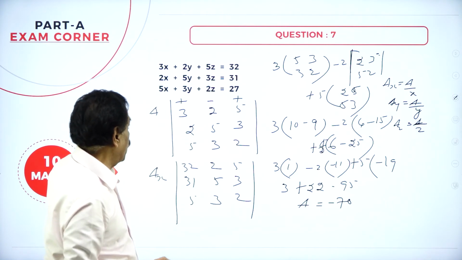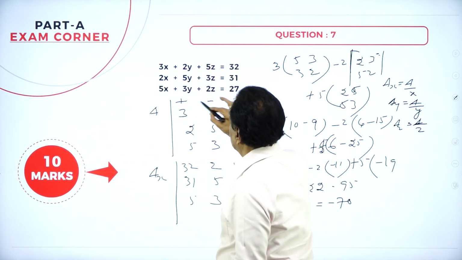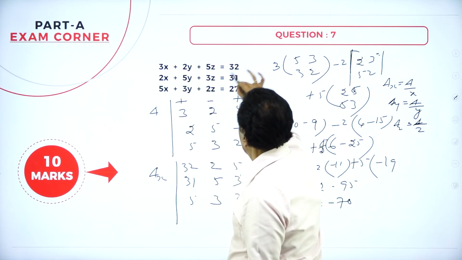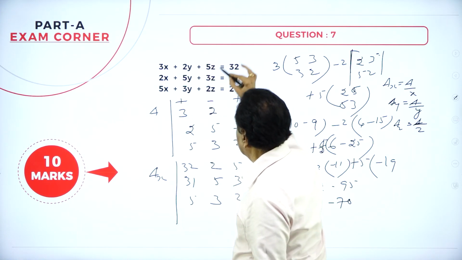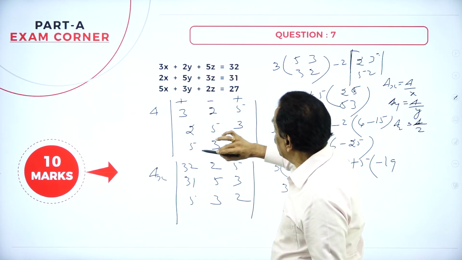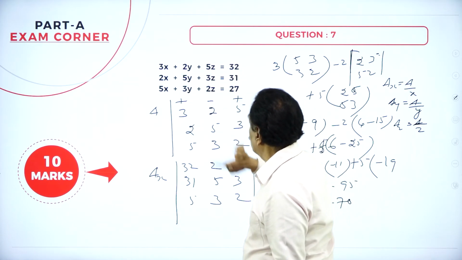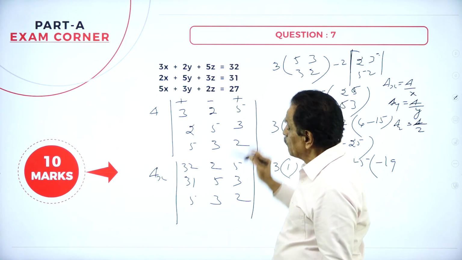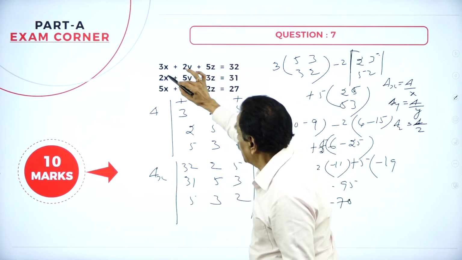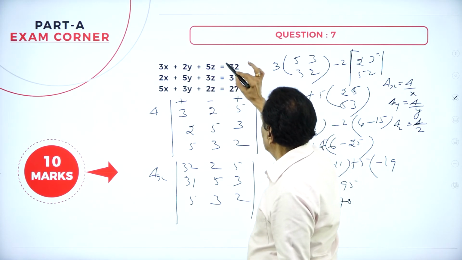Same thing we have to adopt. When the 32 comes here, 2, 5, 3, same 5, 3, 2. When you go to y now, here 3, 2, 5, next 32, 31, 27, 5, 3, 2. When you go to z now, here 3, 2, 5, 2, 5, 3, 32, 31.